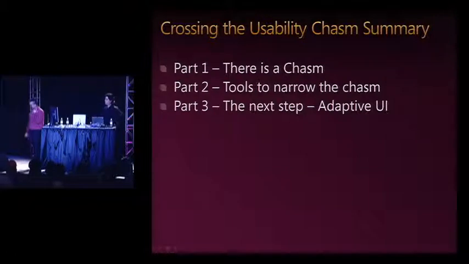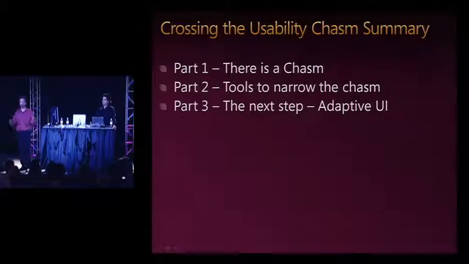So I would like to summarize this presentation. At the beginning, we tried to explain that there is a chasm. The distance between the demands of the applications and the user abilities is getting bigger and bigger, and we should help the users to try to cross the chasm.